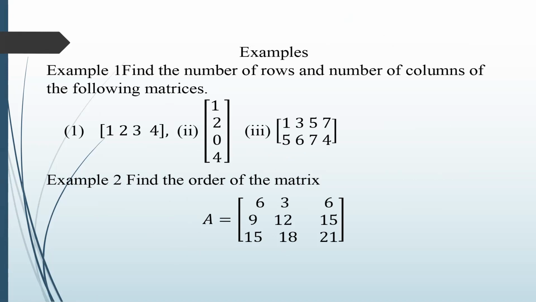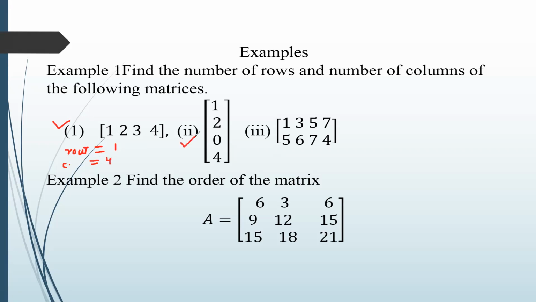Now we go for some examples. First one is, find the number of rows and number of columns of the following matrices. In the first example, we have to find the number of rows and number of columns. Here we see that there is only one row, and there are four columns. So the number of rows is 1 and the number of columns is 4. Is that clear?